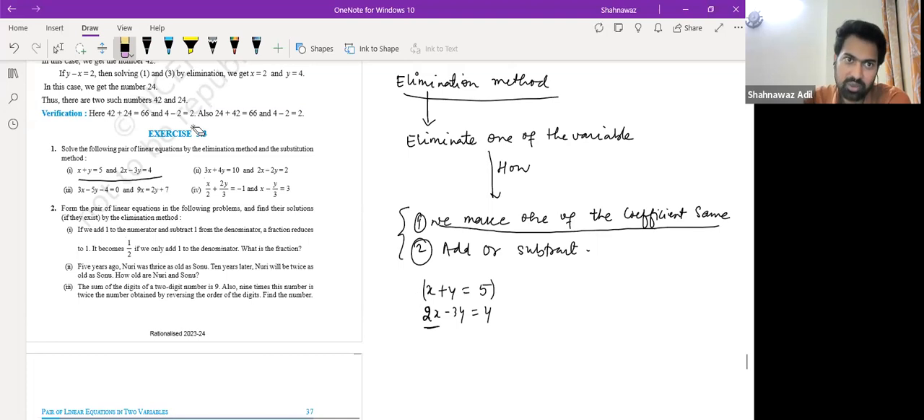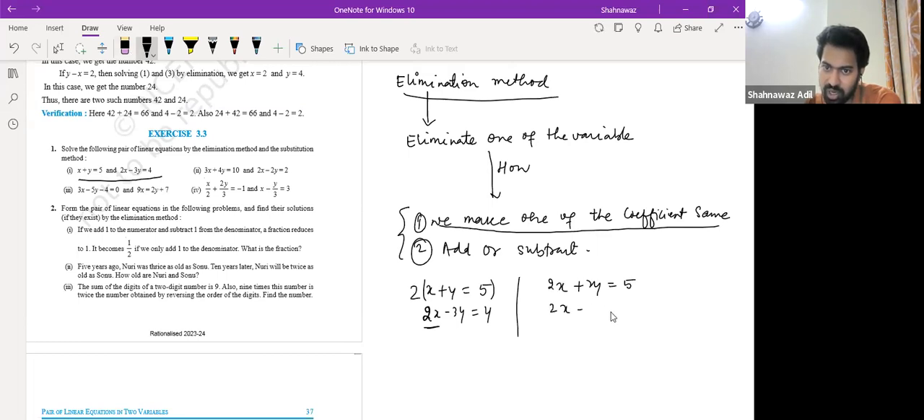So to make the x coefficient the same, you know we have to multiply this by 2. So this would be 2x plus 2y equals 5, and 2x minus 3y equals 4. So this part is done. First step is done, right? Yes, sir. Now we have to add or subtract. So we have to cancel x. So what should we do? Subtract or add?